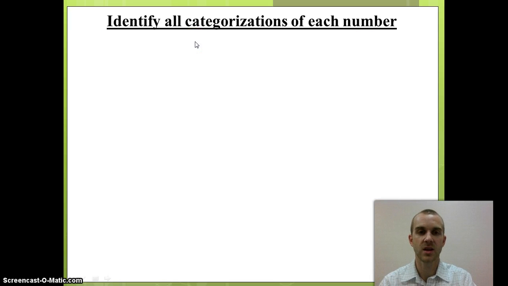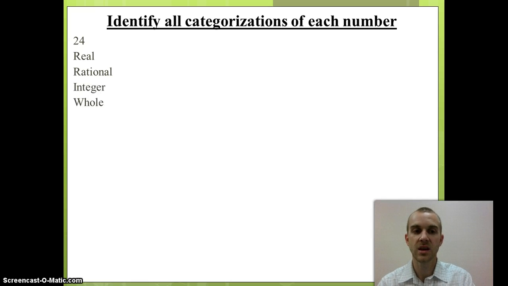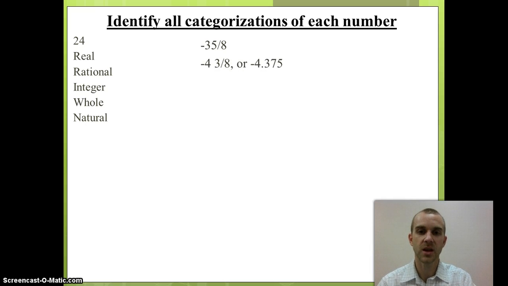So let's try to categorize a couple numbers. The number 24, it is real, it is rational because it terminates, it is an integer because it's a counting number, it is whole because it's a positive counting number, and that also makes it natural. Negative 35/8. If I simplify it, it becomes negative 4 3/8, or negative 4.375. That is real, and then that decimal terminates, so it is rational.